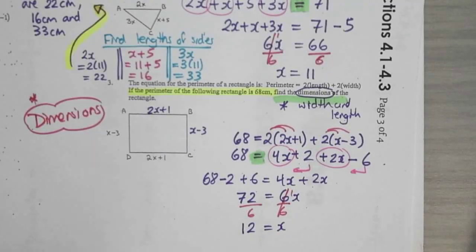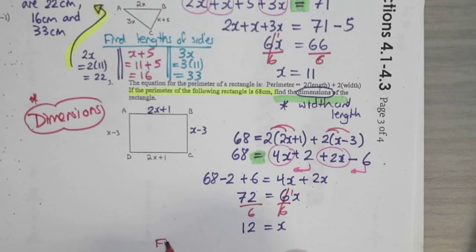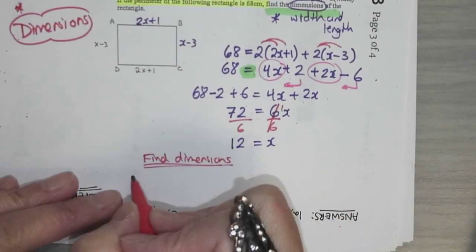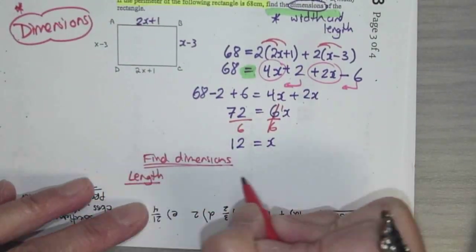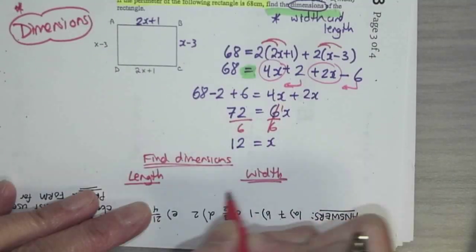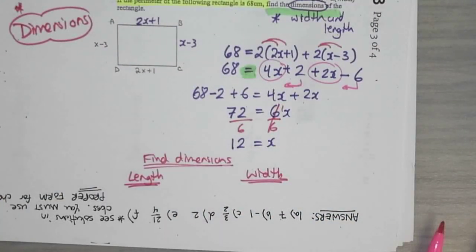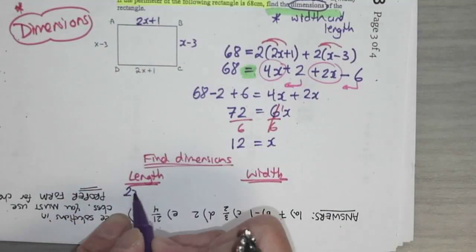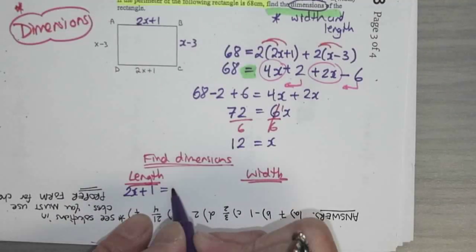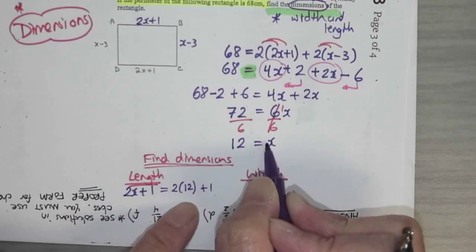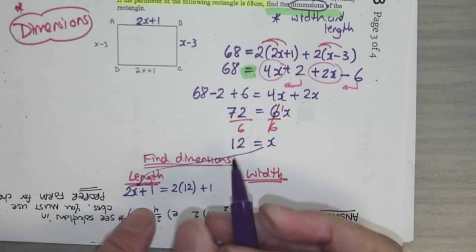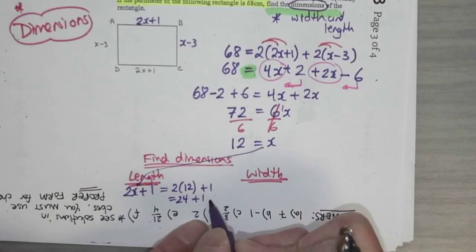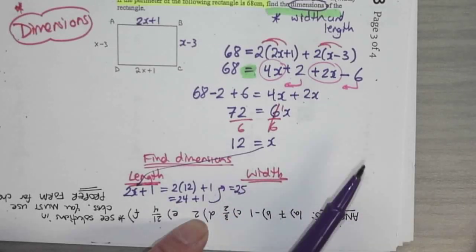Okay, and then find. So now we found the x. You want to answer the question. We want to find the dimensions. Okay, so that word dimensions, I need you to know. Dimensions means we're going to find the length and the width. Okay, so that's what that means. So we're finding each one. So then for the length, it doesn't matter which is which, but I'll do 2x plus 1. So that would be 2 times 12 plus 1. I'm taking the x and subbing it in. See, subbing it in. So 24 plus 1. If you run out of room, so 25.